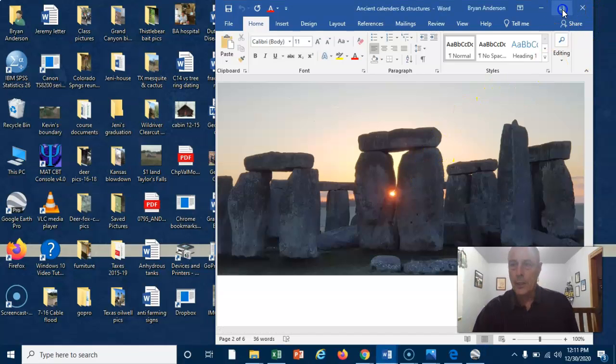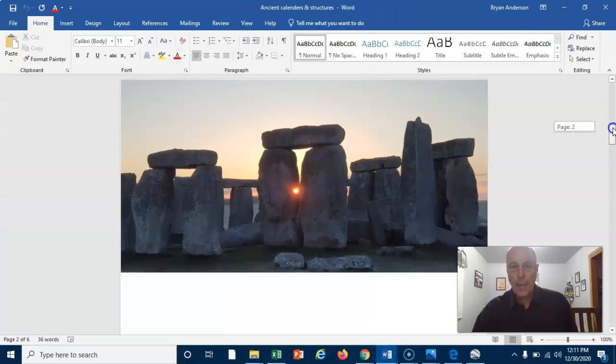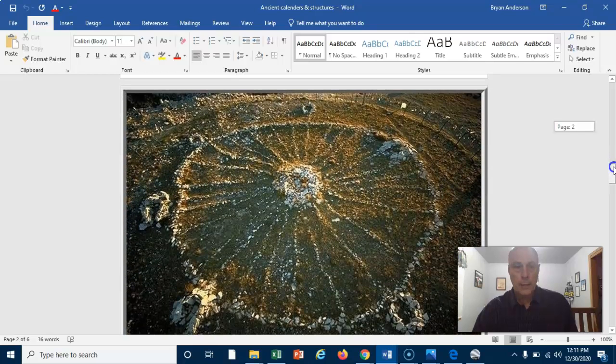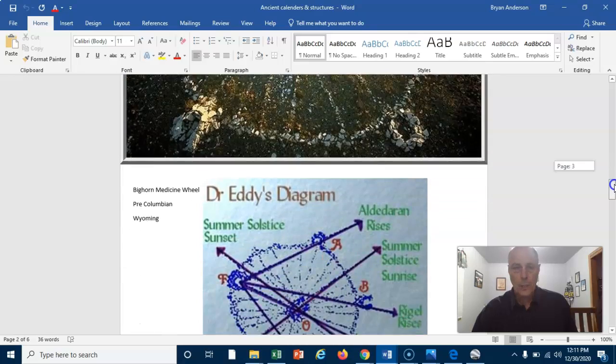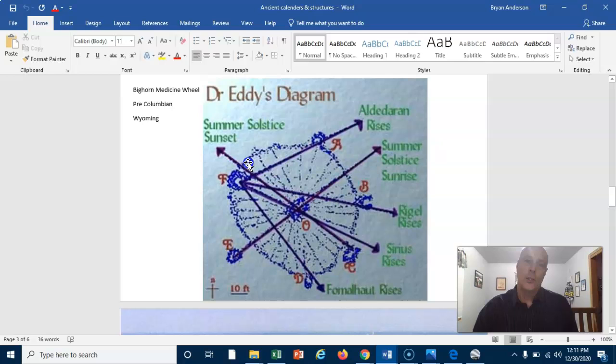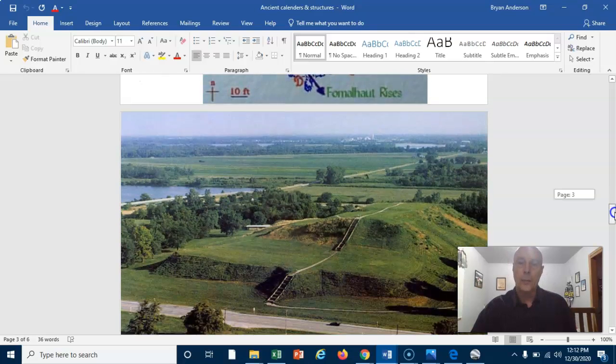Another feature is something called the Bighorn Medicine Wheel. And this is in Wyoming, and this is what it looks like. It was constructed by Paleo Indians. When you look at the alignments, it's again looking at certain bright stars or sunrise or sunset at certain important times of the year, like the summer solstice, the day when the sun rises to the highest point in the sky, the longest day of the year, that sort of thing. Sirius is the brightest star in the night sky. Rigel, Fomalhaut, Aldebaran, these are all bright stars that were being tracked as a calendar by Paleo Indians in Wyoming.